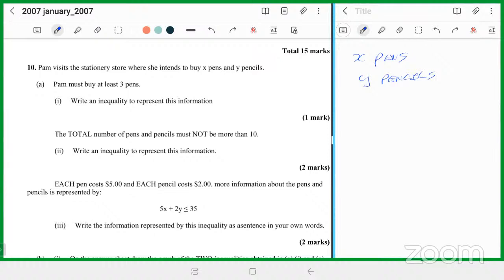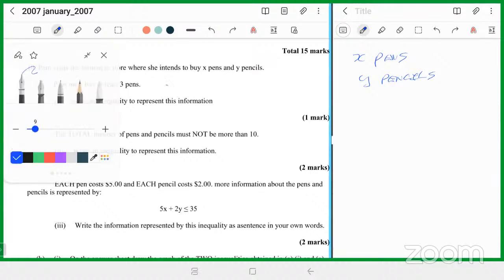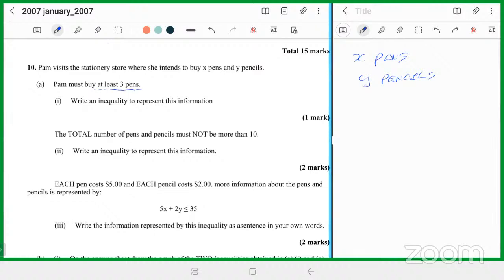She buys the pens and the pencils. The first condition is that she must buy at least 3 pens. At least 3 means that she must buy 3 or more pens. So I want us to write an inequality for that. It has to be that X is greater than or equal to 3. The number of pens X must be greater than or equal to 3. So that's the first inequality, X greater than or equal to 3.